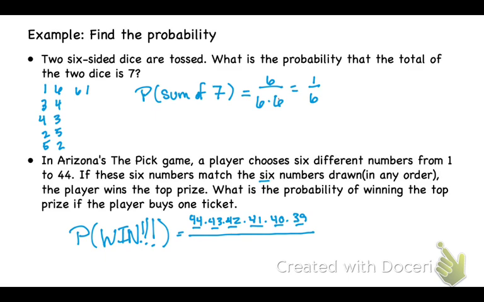No. Is it 0 through 9? That'd be 10 numbers. Well, no. Because you're picking 6 numbers, right? It would just be 6 factorial. So can we reduce any of them? Yeah. We can get rid of 40, can't we?